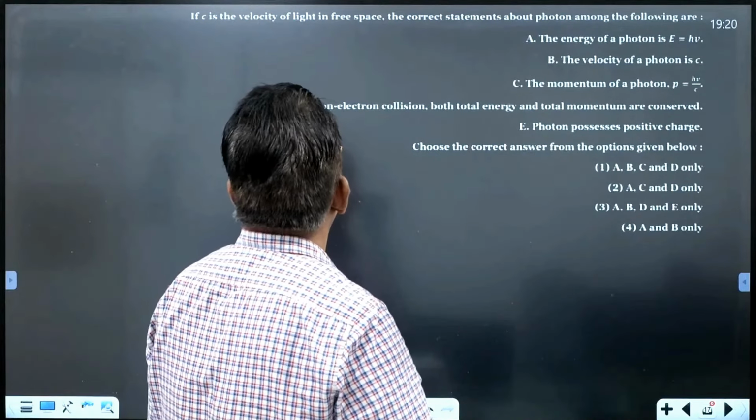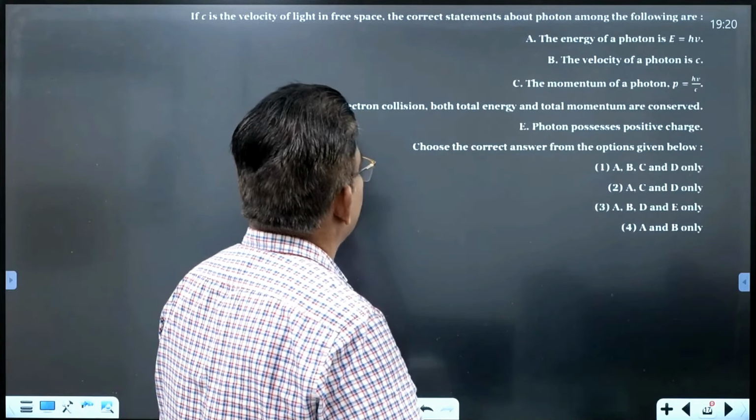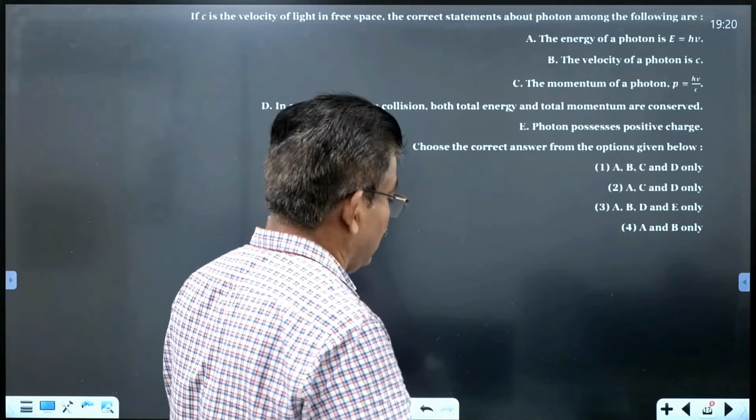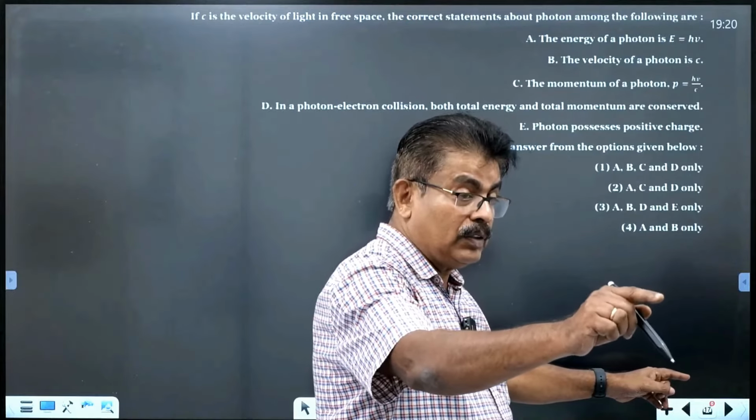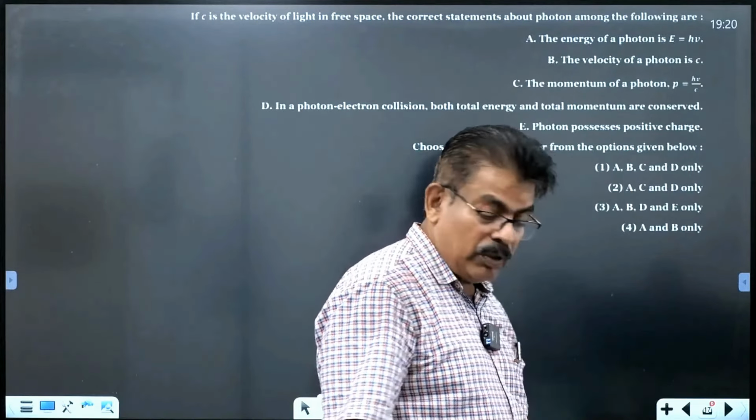Yes. Now come to that velocity of light in free space. That is question number, and this. No, stop it. This question number മാറി വന്നു. ഇത് 17.